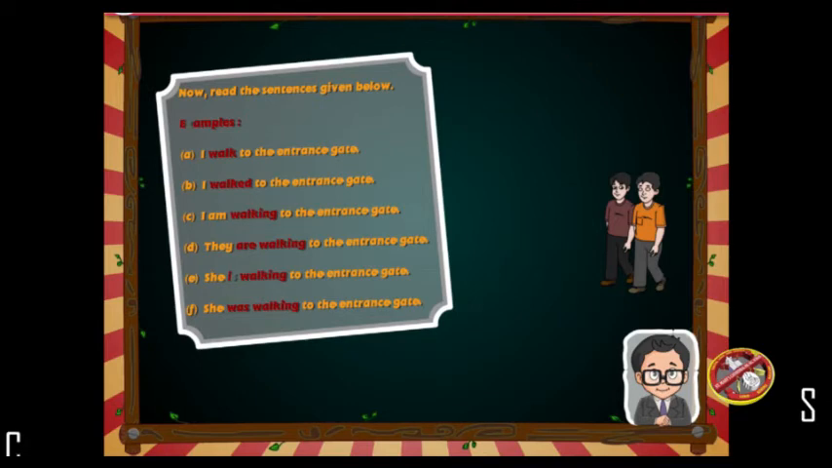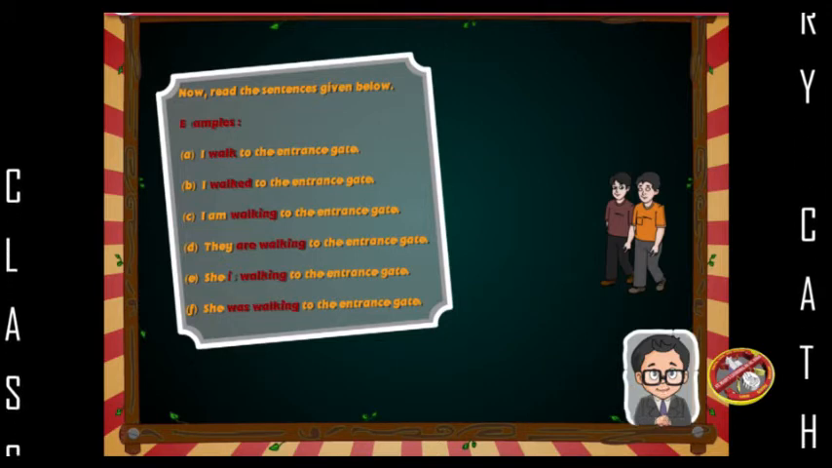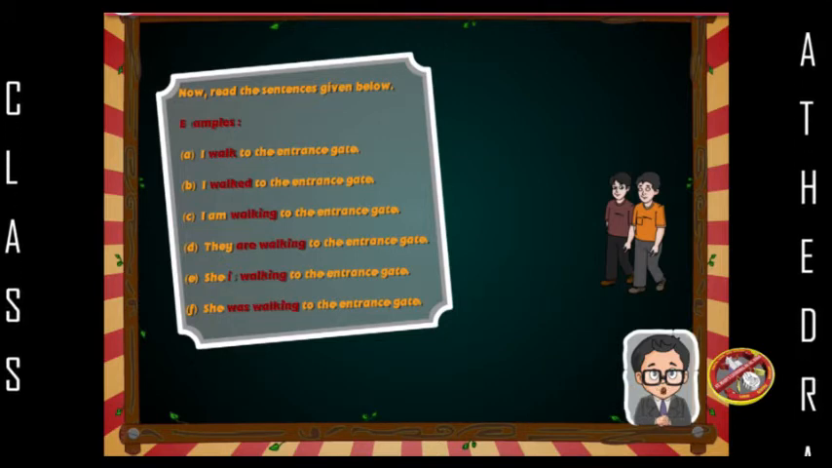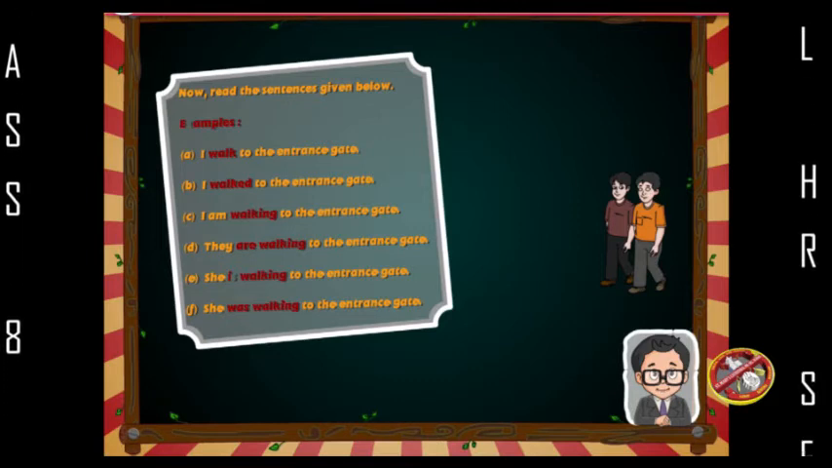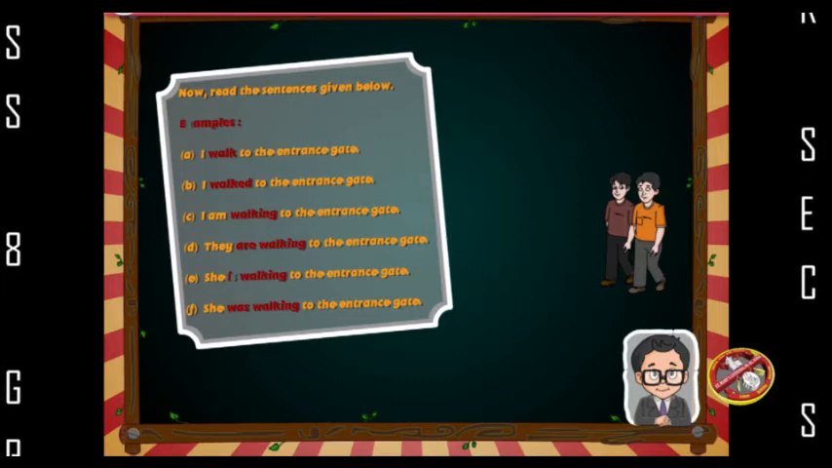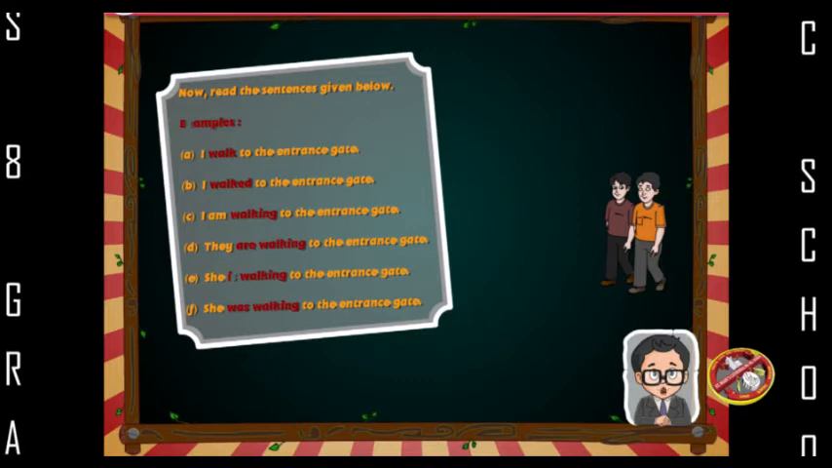I walk to the entrance gate. I walked to the entrance gate. I am walking to the entrance gate. They are walking to the entrance gate. She is walking to the entrance gate. She was walking to the entrance gate.